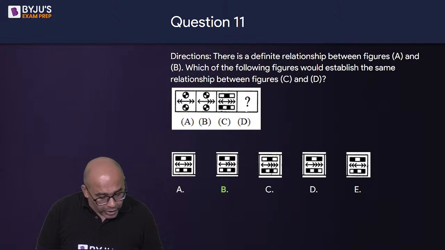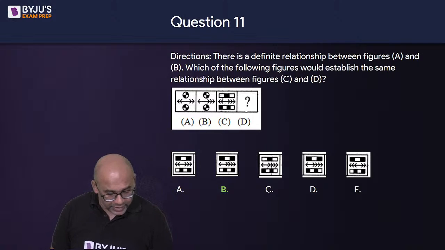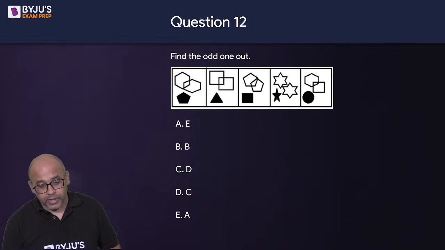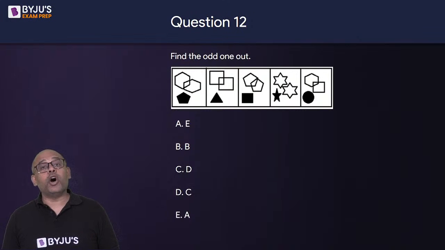So many of you got different answers. I don't know why. Some of you got E, some of you got D, D for Delhi. Some of you got, one of you got A also. But anyway, let's move on. Question number 12, find the odd one out. A very simple question, my friends. Quickly give me the answer.